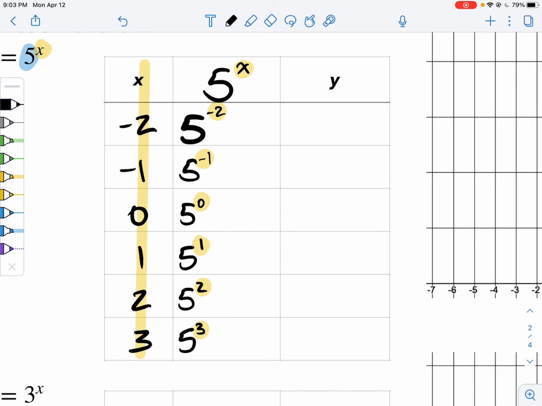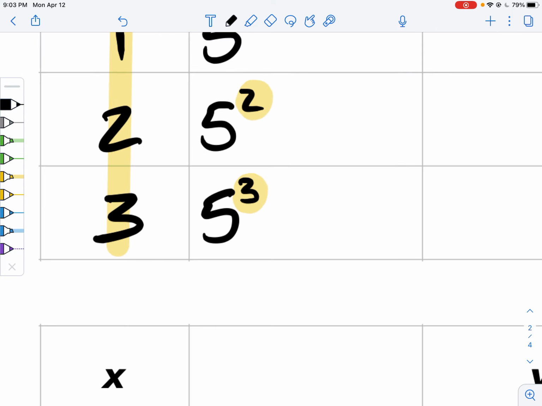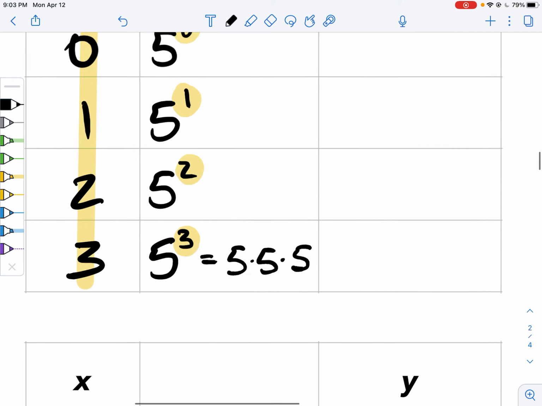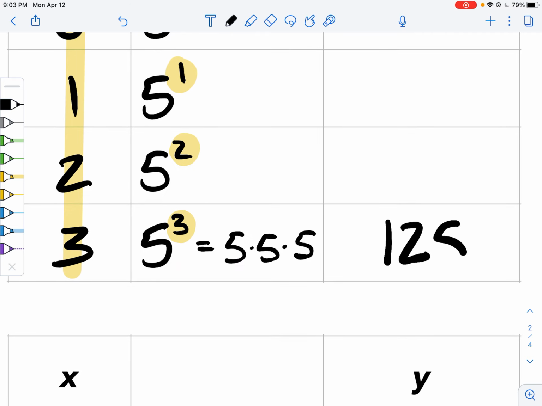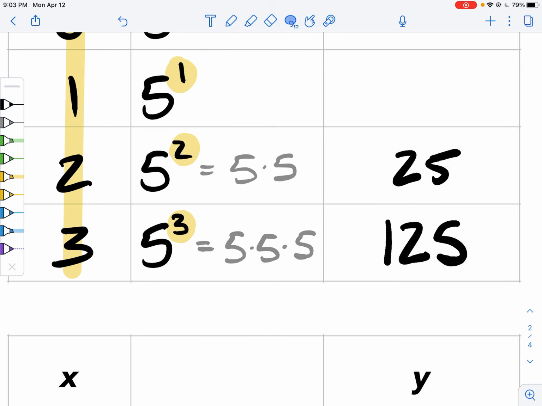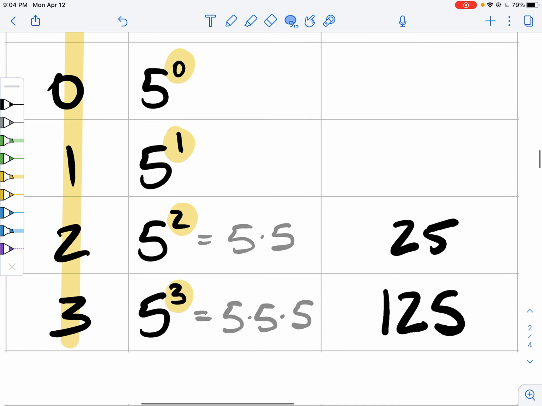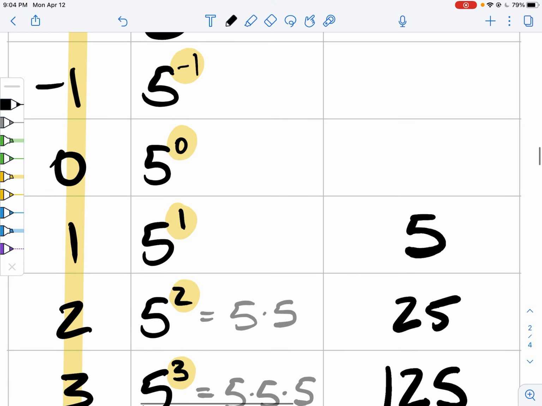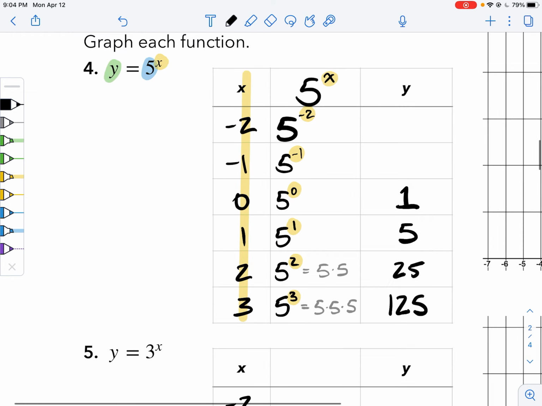Let's start at the bottom this time, because that's going to be easier. 5 to the third power is 5 times 5 times 5, which is 125. That's major. Okay, 5 squared is 5 times 5, which is 25. Honestly, guys, if you can make the leap from 5 squared to 25, you don't need to show these steps. Same thing, if you just remember that 5 to the first power is just 5, great. If you remember that 5 to the 0th power is just 1, awesome. Go for it.